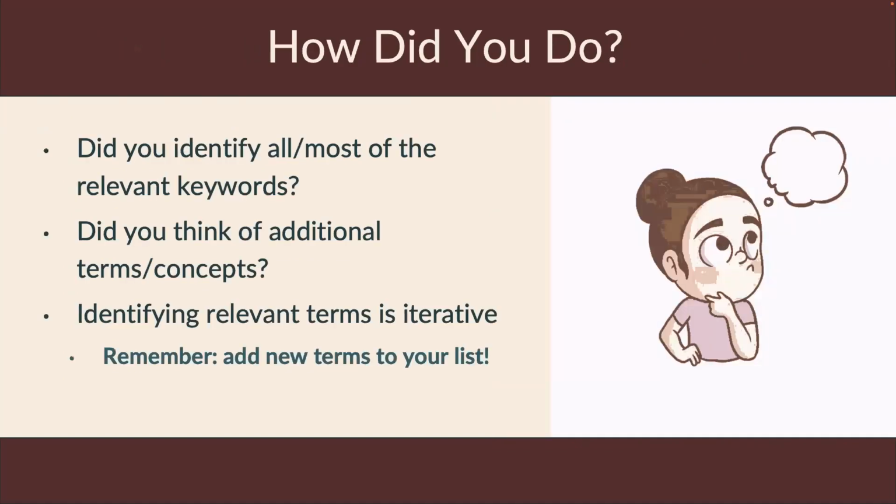So how did you do? Did you identify all or most of the relevant keywords? Did you think of terms or concepts that I didn't? Identifying relevant terms is an iterative process. It's not something you just do once at the beginning of your research process. You'll learn new terms as you research, especially if you're researching a new or unfamiliar area of law. Remember to add new terms to your list of keywords.